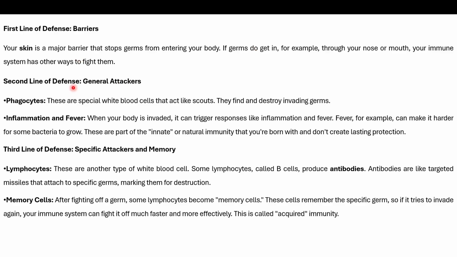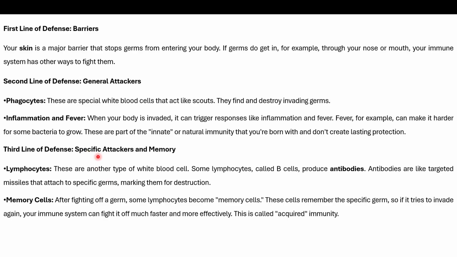Then there's a second line of defense where the cells involved are called general attackers. One is phagocytes, which are special white blood cells that act like scouts. They find and destroy invading germs. Then there can be inflammation and fever. Whenever our body is attacked by any kind of pathogen, responses like inflammation and fever get triggered. And fever, for example, can make it harder for some bacteria to grow. These are part of the innate or natural immunity that we are born with, and they do not create any lasting protection.